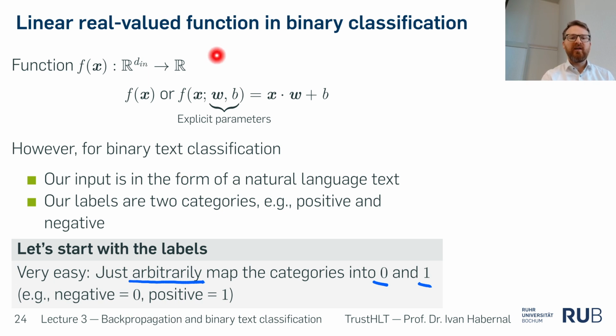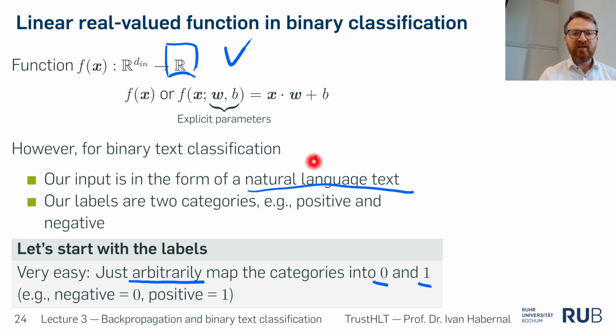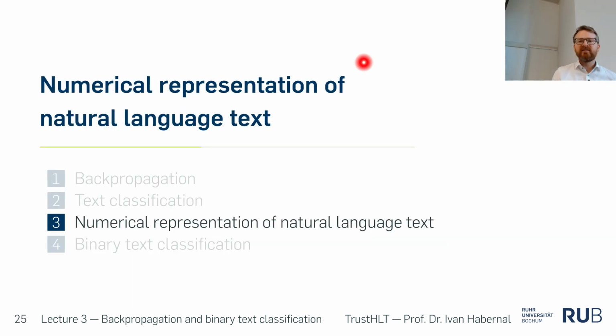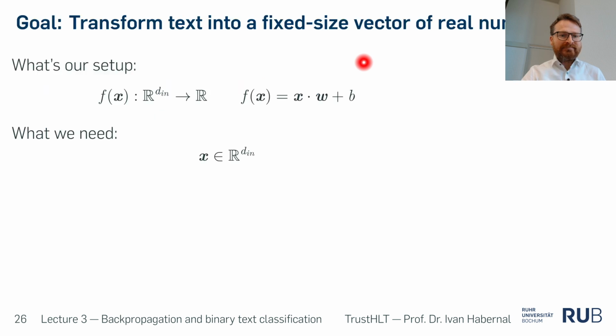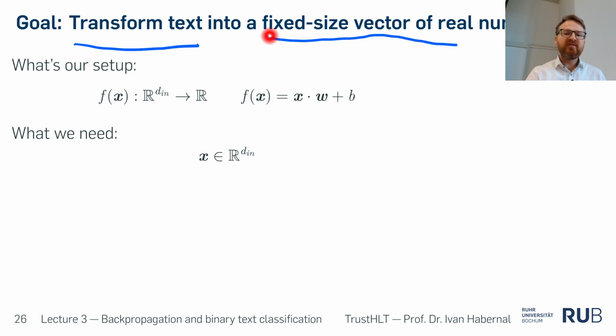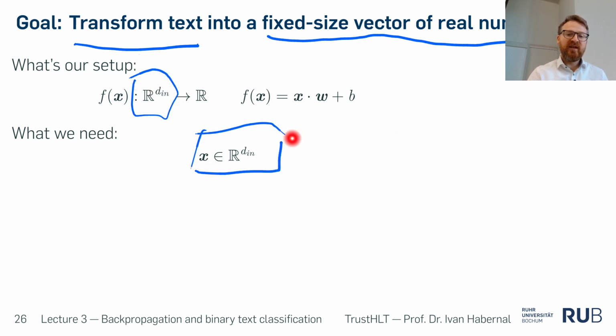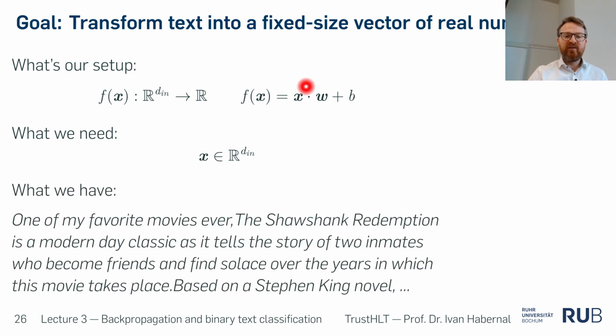And we turn the problem into, okay, now we solved this. We can have a number for the meaning of positive, negative. This is very easy. But now the tricky part is this natural language text and the vector here. So how do we represent natural language text? This is the task we now need to solve. We need to transform text into a fixed size vector of real numbers, because this is what we need. And what we have as the input is this.